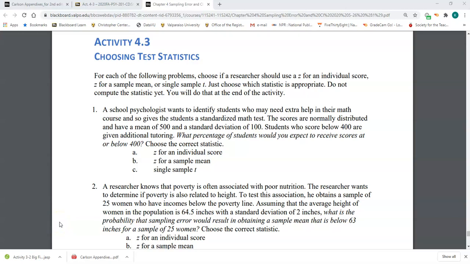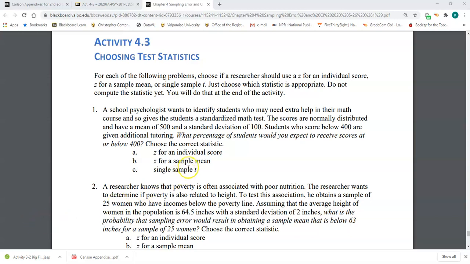Hello and welcome. In this video, I'm going to try to describe how you can choose which statistic to use for a given research scenario. At this point in the semester, you only have three to choose from: the Z for an individual score, the Z for a sample mean, and the single sample T, which can also be called a T for a sample mean.